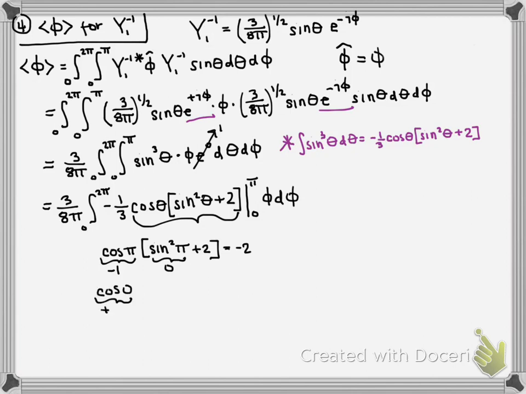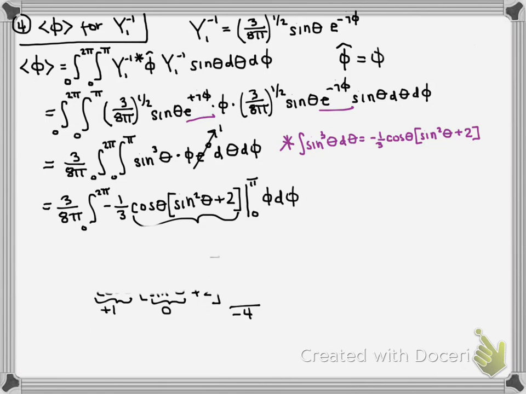And then cosine of 0 is positive 1. Sine squared of 0 is still 0, but we're going to add 2. So we really have 1 times 2, or positive 2. So negative 2 minus positive 2 gives us a negative 4. So this whole integral is negative 4 times negative 1/3, or 4/3.